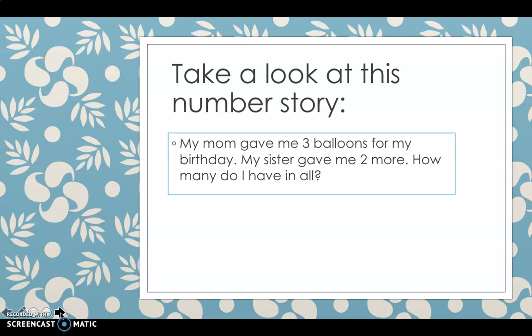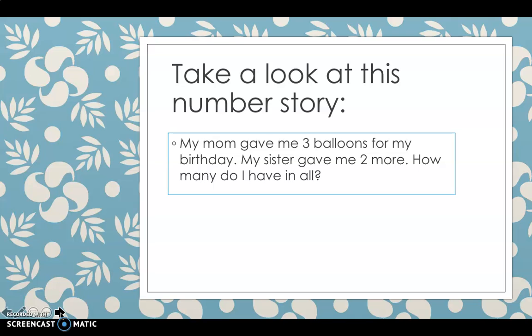My mom gave me 3 balloons for my birthday. My sister gave me 2 more. How many do I have in all? Well, when I'm solving a number story in math, I love to draw a picture. It gives me a clear idea of what I need to do. I can see it on my paper, and that's what we're going to do today.